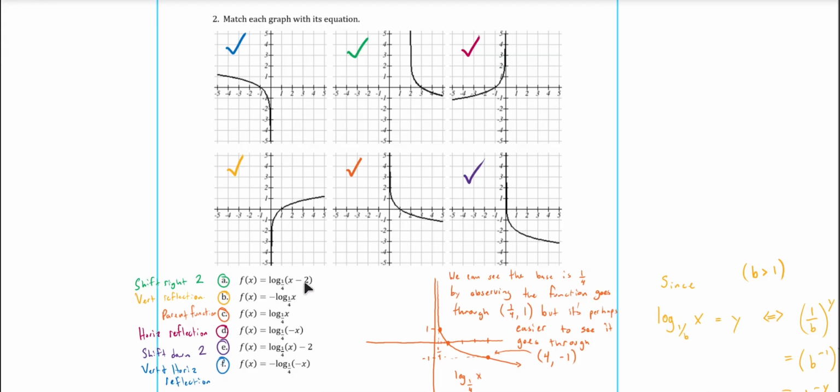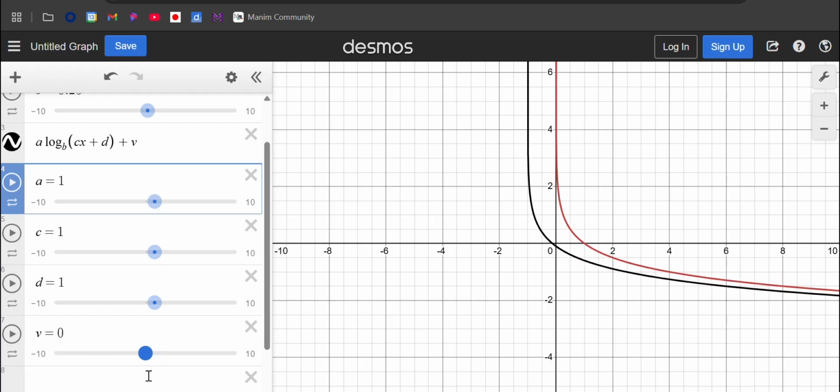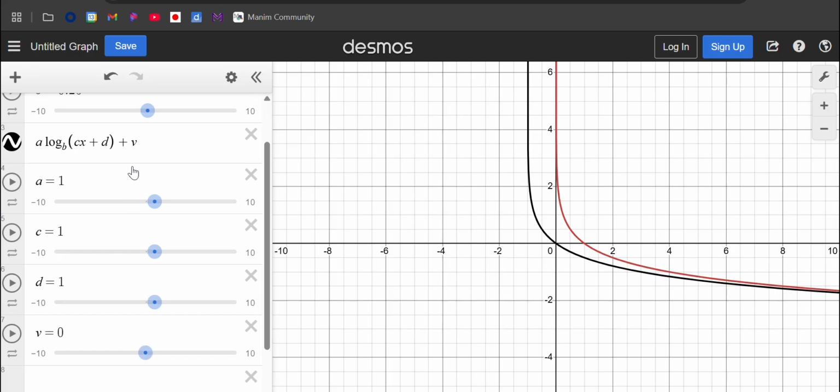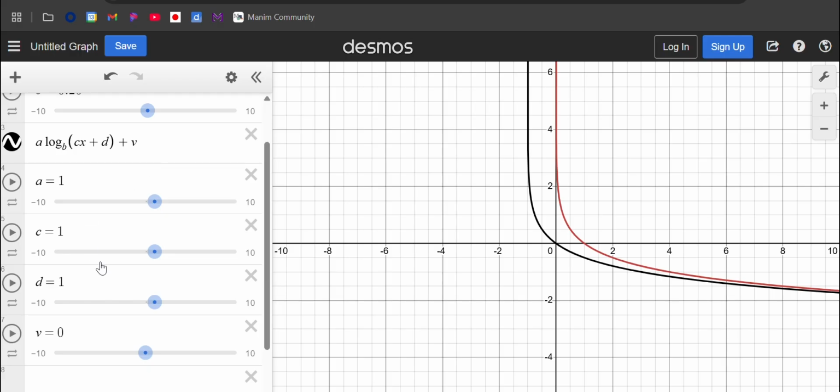And let's say, for example, we wanted to look at this first one that just has a minus 2 here. So that corresponds to the value d. The value of v in this case, well, there's no v there, so we would just zero it out. And the values of a and c, well, you can see there's no coefficients in either spot, so we can leave those set to 1.